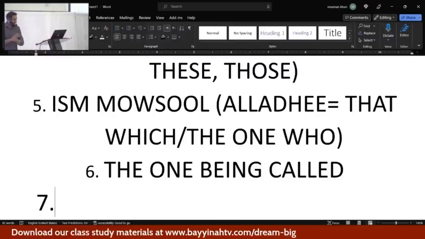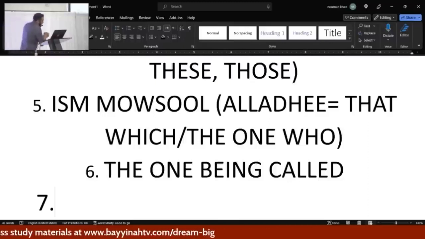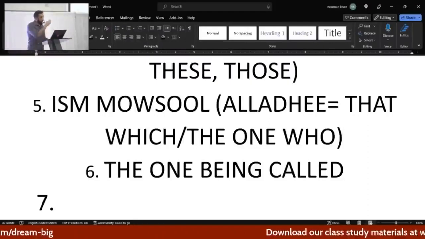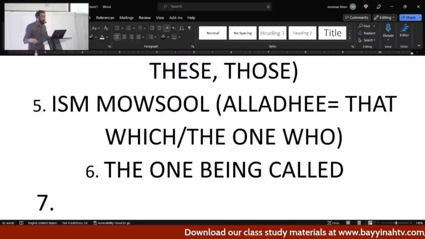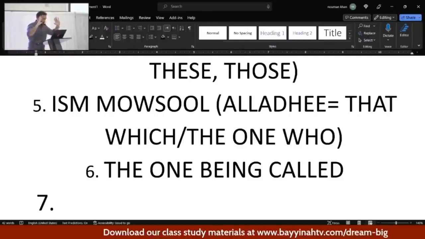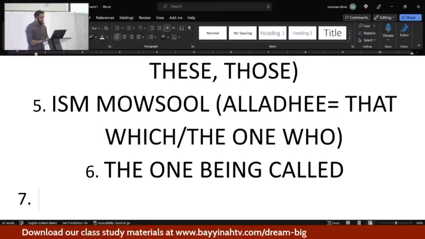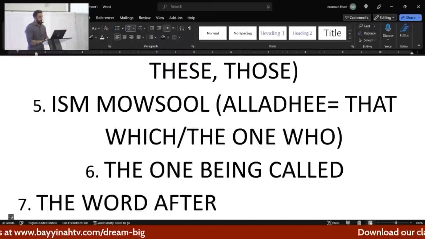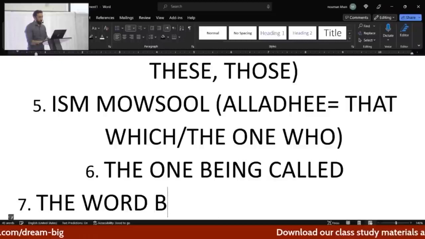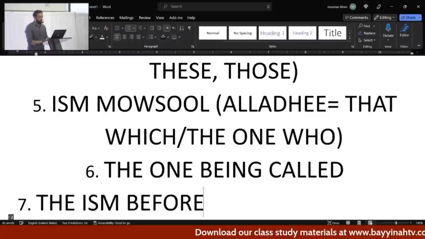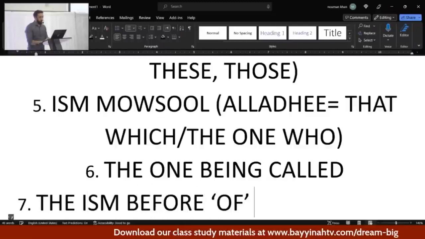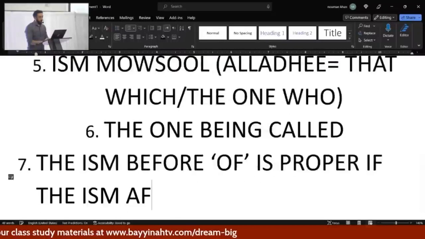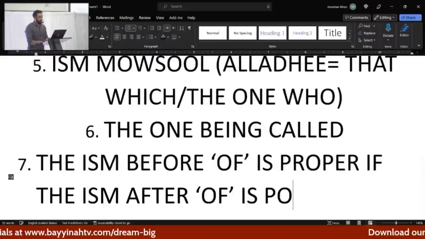And the 7th one is where Arabic begins. I'm so excited for you. Because I remember the first time I learned this, my world changed. Isha Salah is going to change, inshallah, after this. The word ism before of is proper if the ism after of is proper.